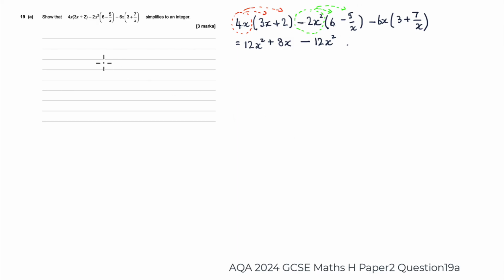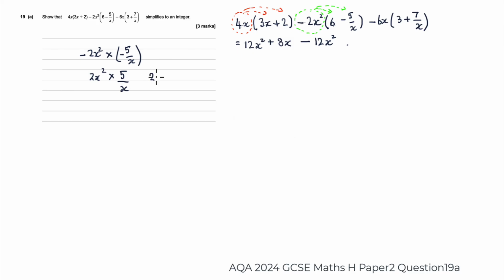Now the next one deserves a little bit on its own over here. Negative 2x squared times negative 5 over x. So the first thing to notice is it's 2 negatives we're multiplying together. So they vanish because you're getting a positive. So we're getting 2x squared times 5 over x. That's a positive answer.